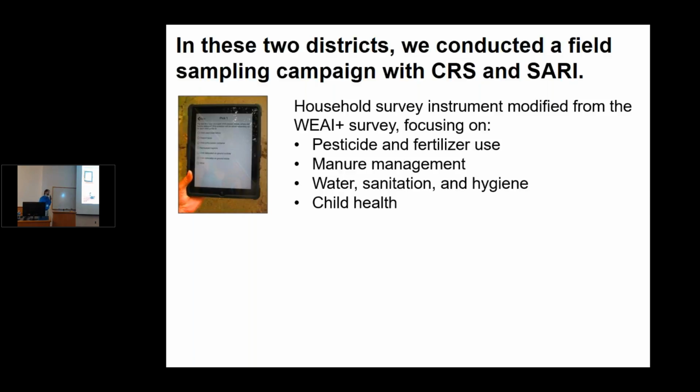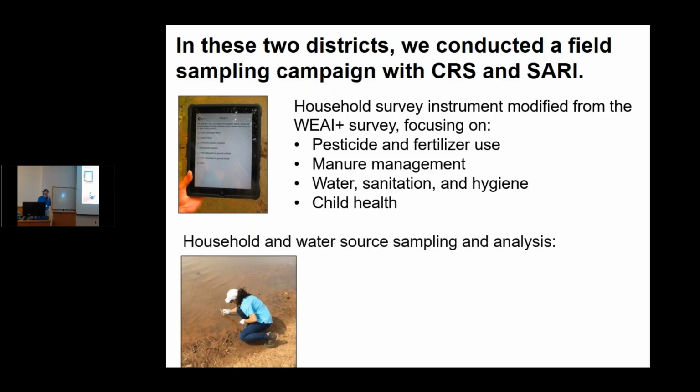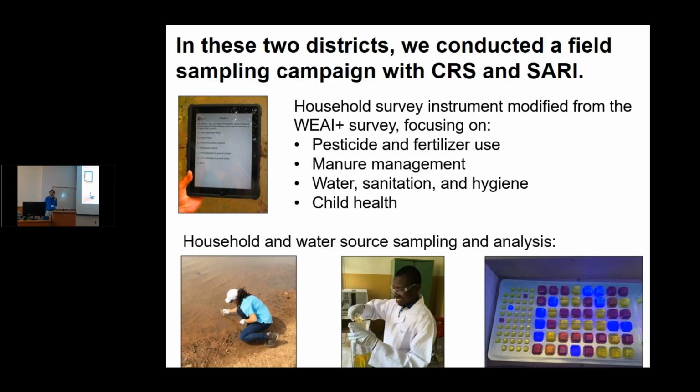The other major piece of this campaign involved sampling of household drinking water and also community water sources. So we took samples, did some field analyses that we could do on site, and then transported those samples to the soil chemistry lab at SARI, where we did some additional biological and chemical testing.